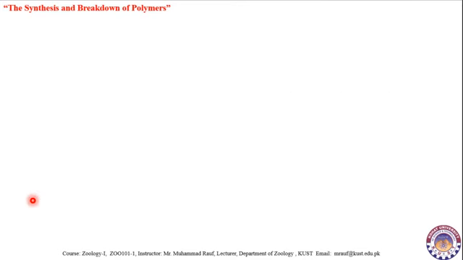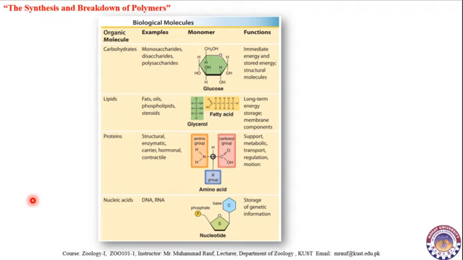So here is a summary of the 4 types of biological macromolecules which we have studied over the past few lectures. Carbohydrates have the types monosaccharide, disaccharide and polysaccharide. Their function is immediate energy, stored energy and structural molecules. Lipids are made up of fats, oils, phospholipids and steroids. Their function is long-term energy storage and membrane components.